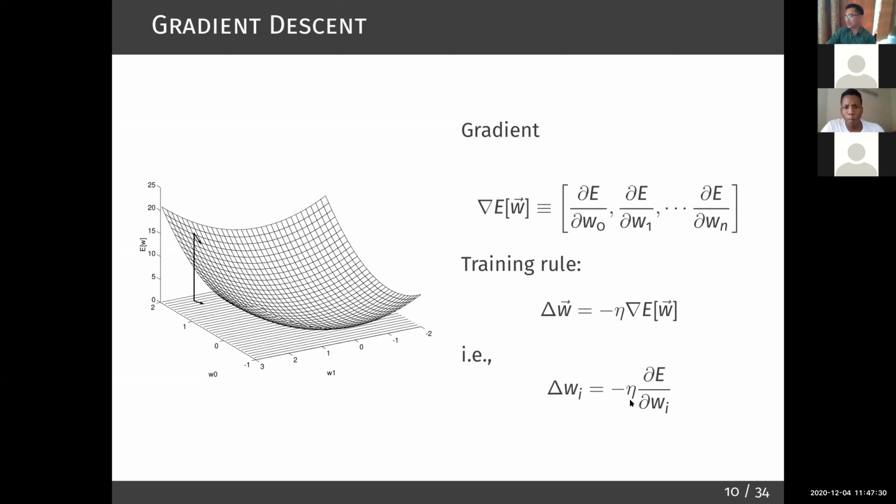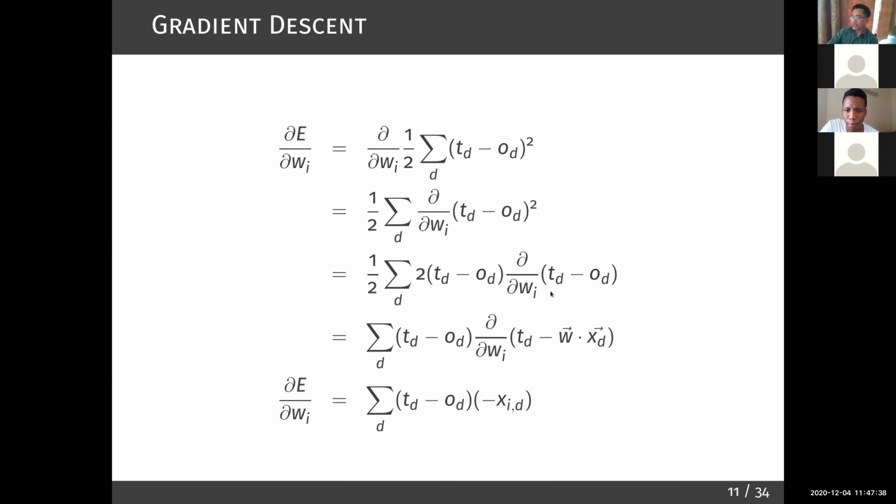Just substituting, we know that the gradient of the error is the partial of E with respect to the partial of Wi. So we continue. We compute the partial of the error with respect to the partial of Wi, and we just substitute this value. These are just constants, so we can take the partial inside. Then we take the derivative: the 2 comes here, we copy this one, and then take the derivative of the inside, so the derivative of TD minus OD.